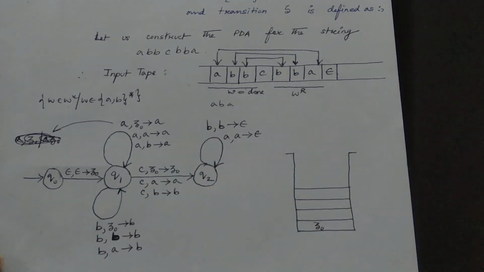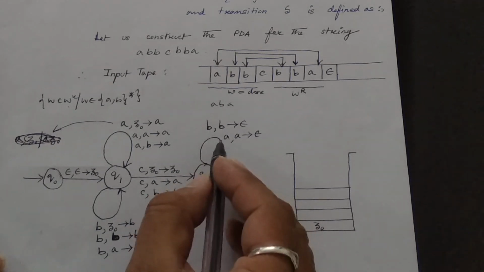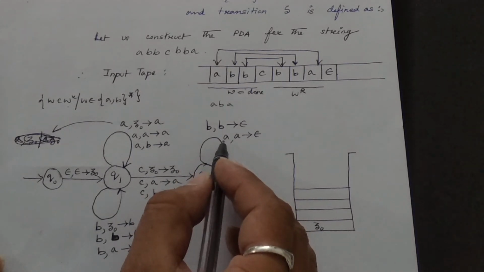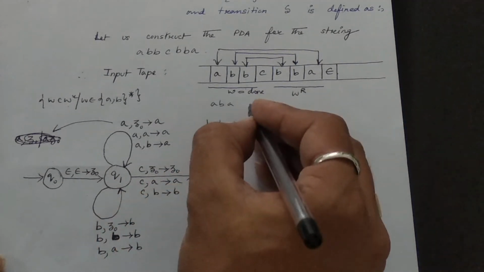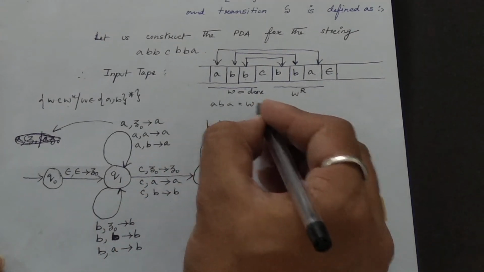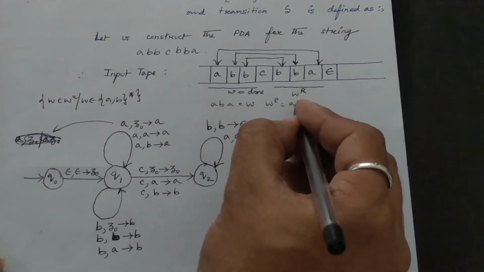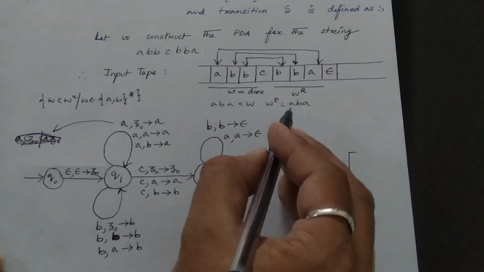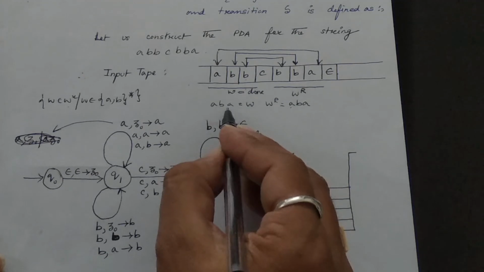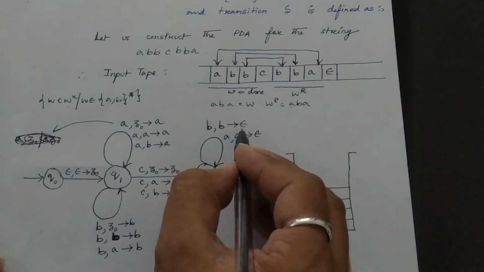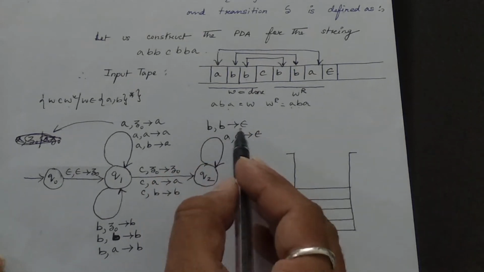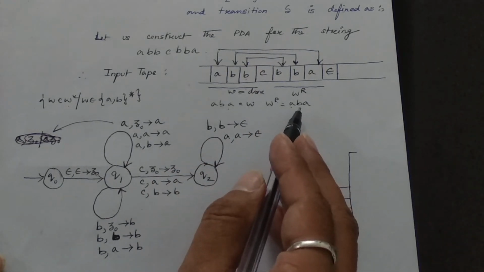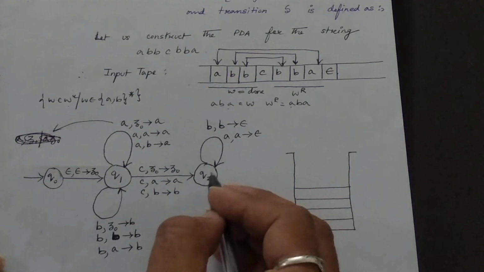And if I am reading, suppose, A, and the top of the stack is A, then only I am popping. Otherwise, am I taking any condition? No, I am not taking any more conditions. So these are the two possibilities that I might get. Because if I am done with A, B, A, that is suppose W, and what will be the W to the power R? Again A, B, A, correct? So if I am reading A and the top of the stack is A, then it will pop. If I am reading B and the top of the stack is B, then it will pop. Otherwise, are there any cases? No. So this is the final diagram.